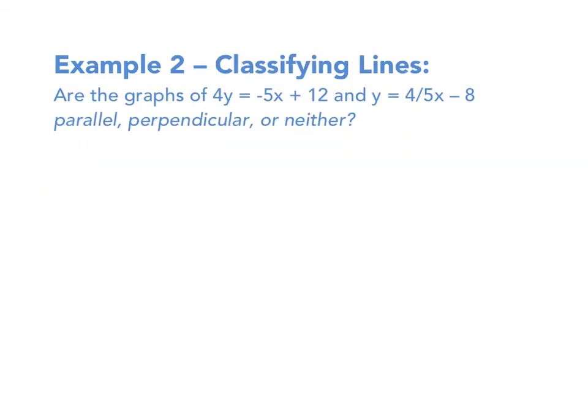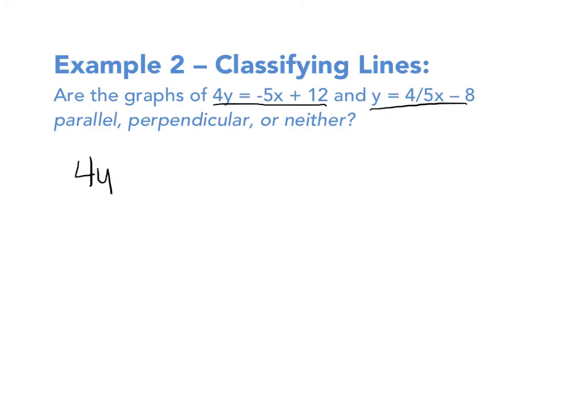Example 2, classifying lines. Are the graphs of 4y equals negative 5x plus 12 and y equals 4/5 x minus 8 parallel, perpendicular, or neither? What I need to do first is get them in the same form. Since this one's already in slope-intercept form, we're just going to get this equation in slope-intercept form as well.